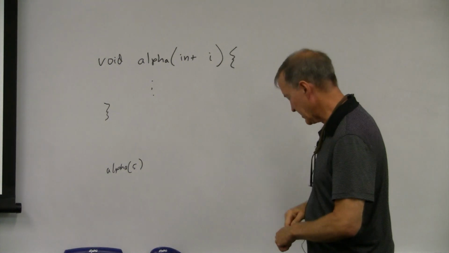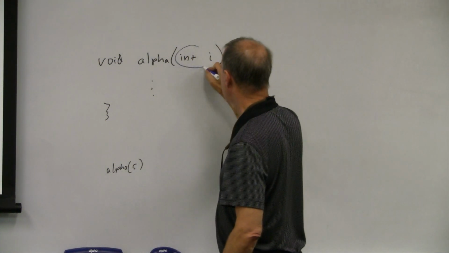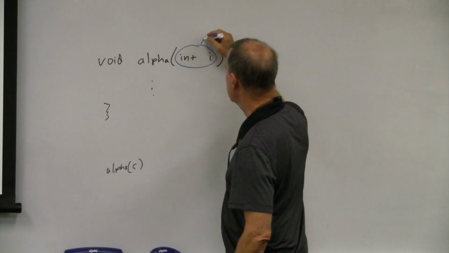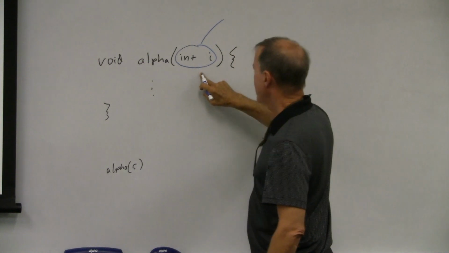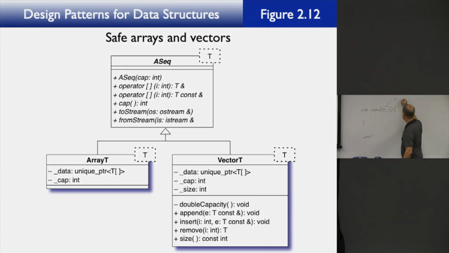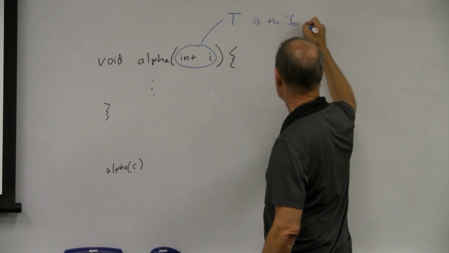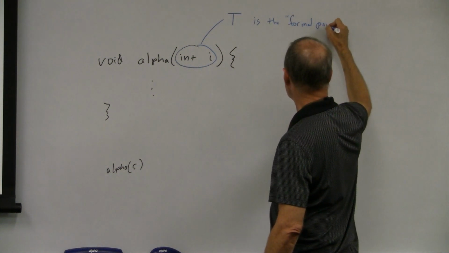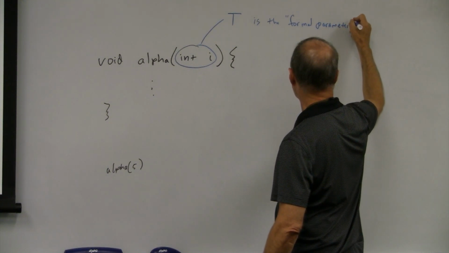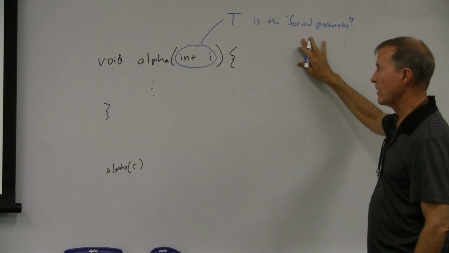The idea of a template is the formal parameter. Let's do an example here from figure 2.11. In this, T is the, quote, formal parameter.